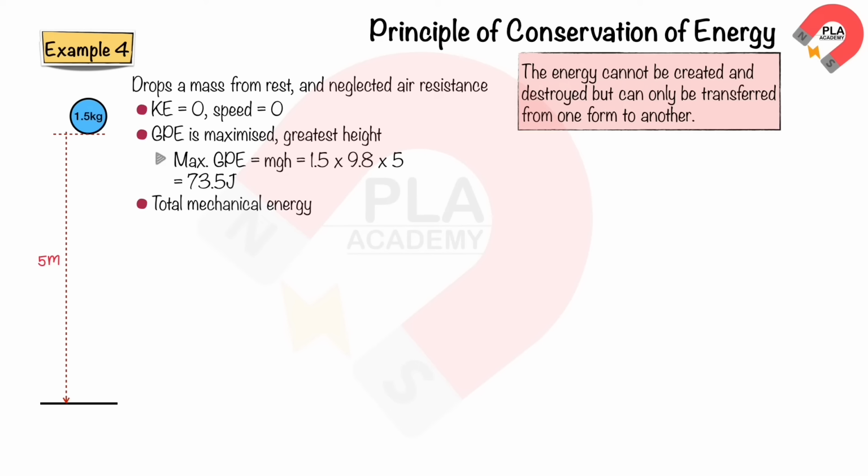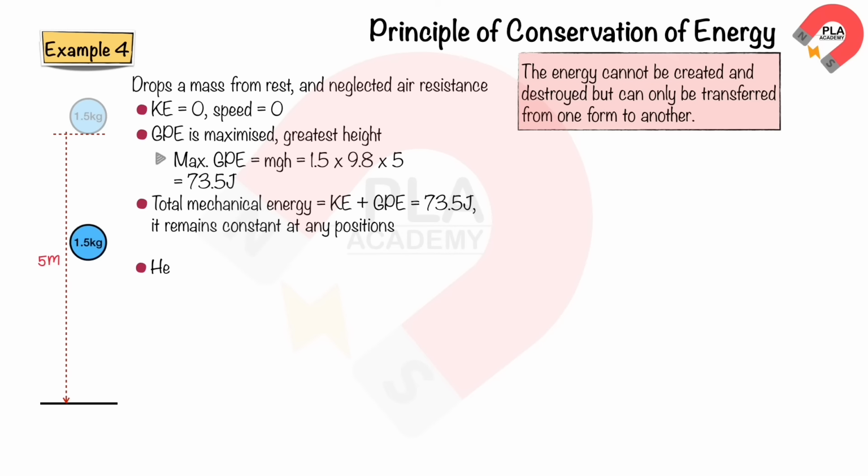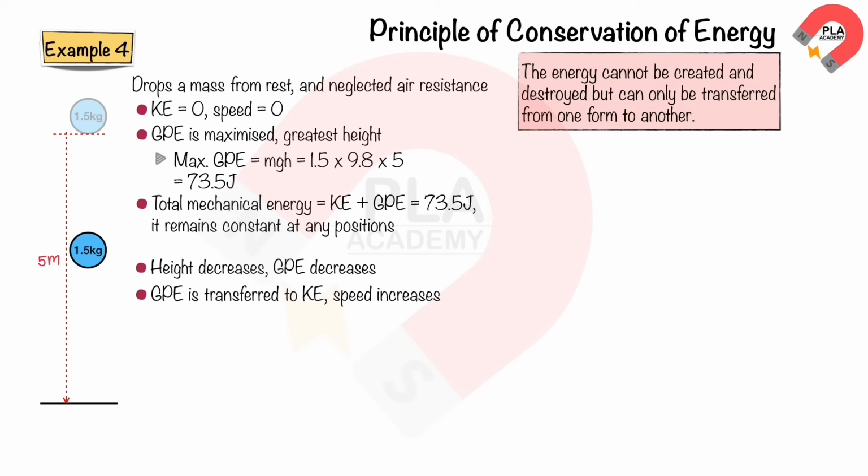The total mechanical energy of the system is the sum of its kinetic energy and gravitational potential energy, which in this case is 73.5 joules. It remains constant at any position. As the mass moves downward, its height decreases, leading to a decrease in gravitational potential energy. This gravitational potential energy transfers into kinetic energy, causing the speed to increase.